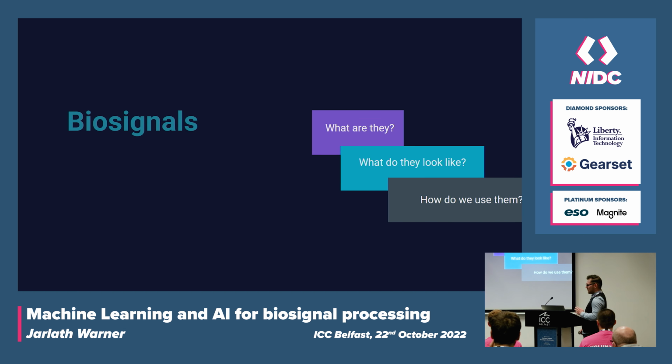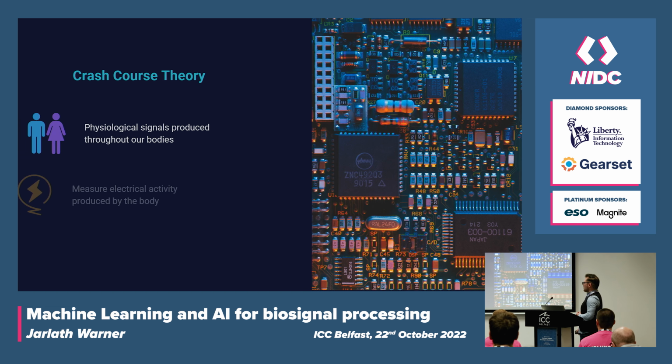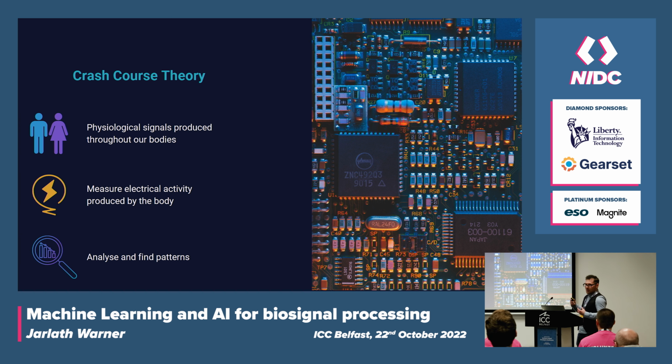Okay, so let's get stuck in. Biosignals: I'm hoping this section is going to let you know what they are, what they look like, and how we use them. Biosignals are signals that can come from different areas of our body, including our muscles, brain and heart, and they can be captured through both invasive and non-invasive methods. For example, needle electrodes can be inserted into your muscles to capture EMG, or through non-invasive methods we can just place a sensor on your skin and capture the signals that way.